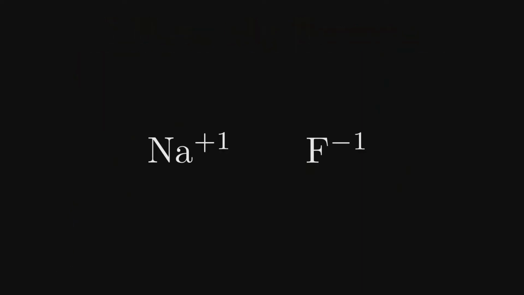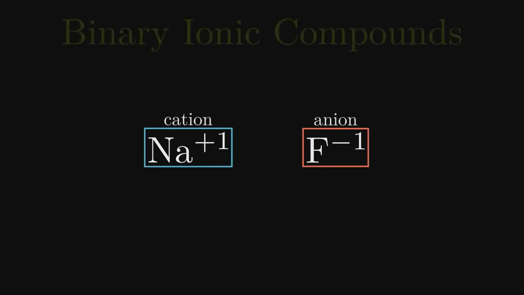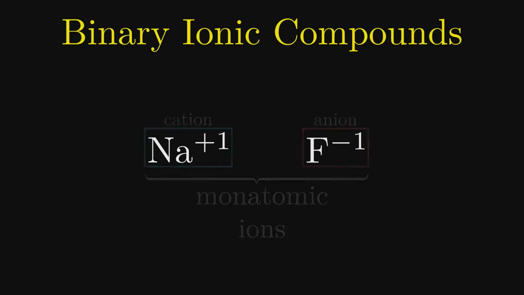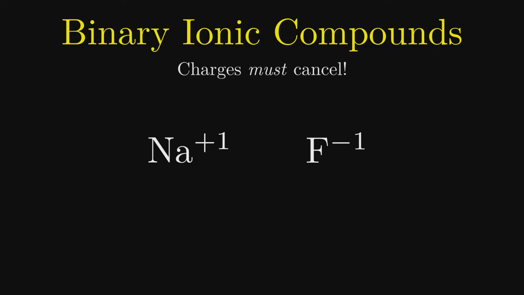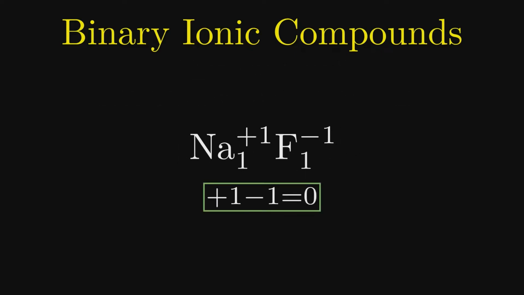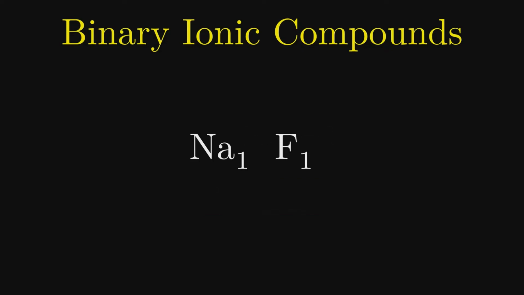Let's consider the compound composed of sodium and fluoride ions. When we have one cation and one anion, they form a binary ionic compound. In this video, all ions are monatomic as they are composed of one atom. To make the correct formula, the charges must cancel, and we use subscripts to indicate how many ions are needed. With a +1 and -1 ion, it's pretty easy to see that bringing together one of each ion cancels out the charge. Since the charges cancel, they don't appear in the final formula. Subscripts show how many of each ion are needed, but it is unnecessary to include a subscript 1.